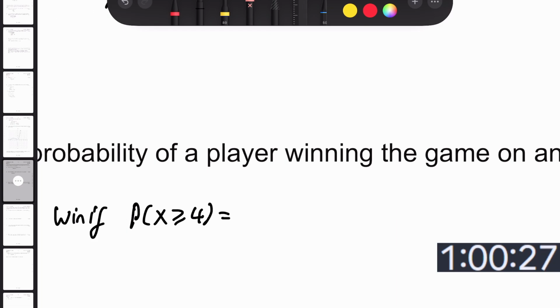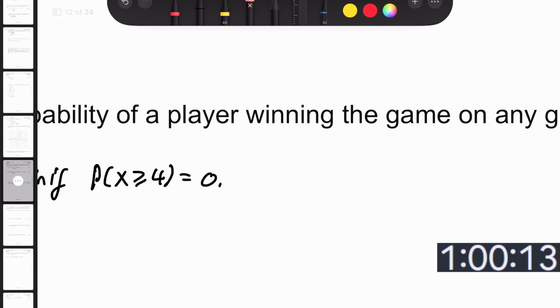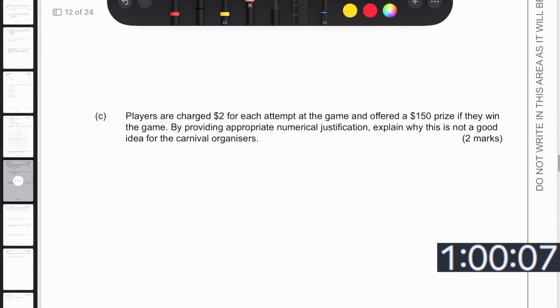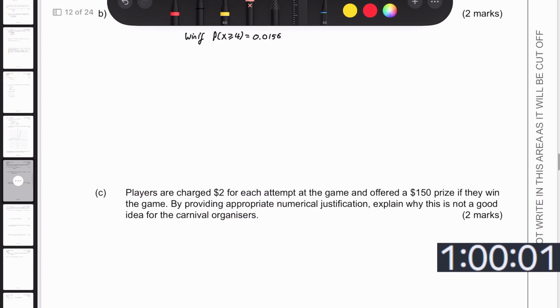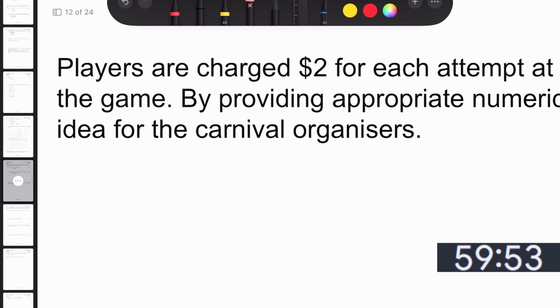It's going to be, so binomial CDF, 5, 4, 5, 0.25, is 0. Does it want percentage? No. 0.0156, to 4 decimal places. Players are charged $2 for each attempt at the game, and offered a $150 prize if they win the game. By providing numerical justification, explain why this is not a good idea for the carnival organizers. So expected value of X is going to be 0.0156.